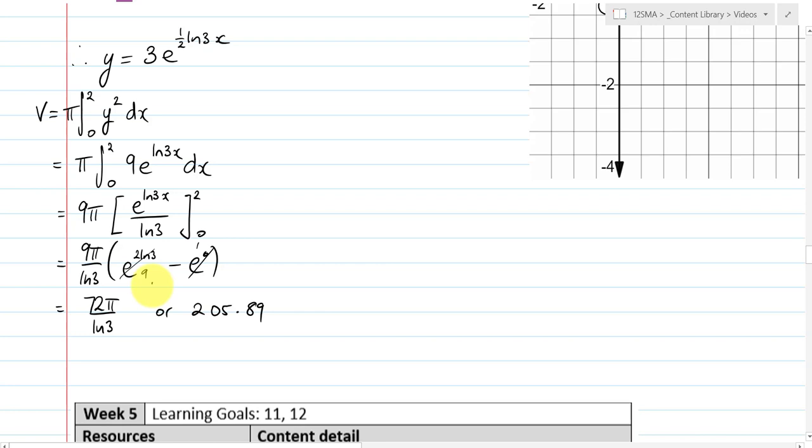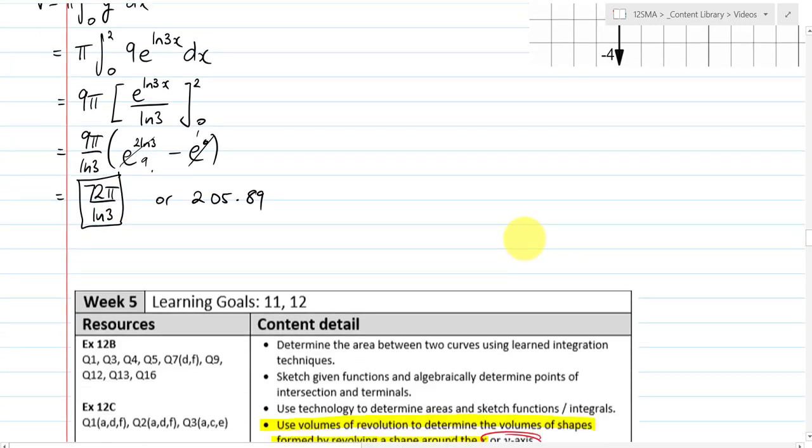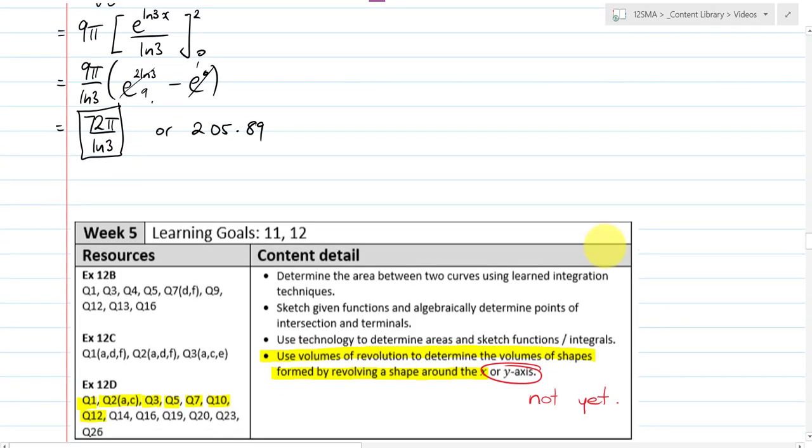Play around with it and see if you can work out why. And that's why it worked out to be actually quite a nice value here. Anyway, that should cover you for part of 12D now. We haven't done it around the y-axis, which we're going to talk about in the next video.